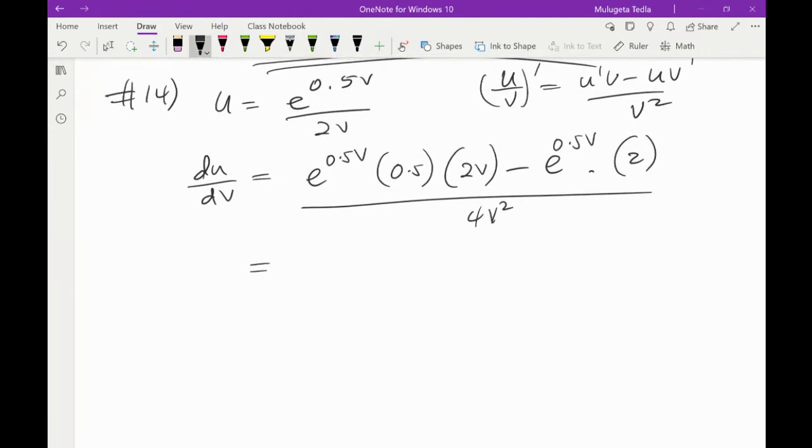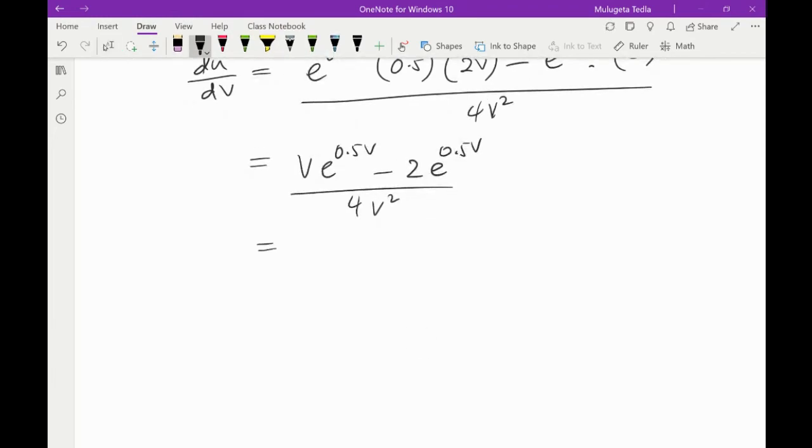So this is 1 times e to the 0.5v, 0.5v minus 2 e to the 0.5v over 4v squared. And then of course you can factor e to the 0.5v into v minus 2 over 4v squared, which is not different. Both of them are good enough.